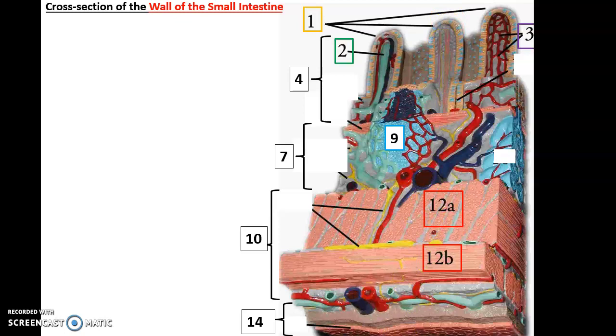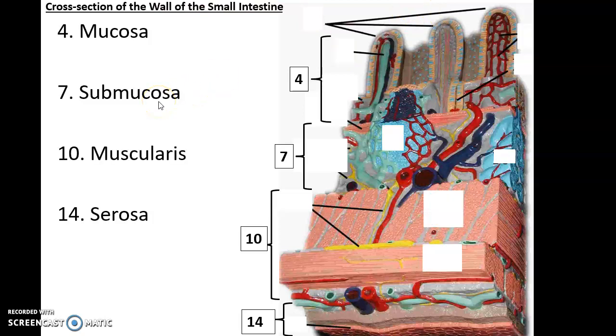Here is a model of the wall of the small intestine. So we're looking at a cross section of the wall of the small intestine. Up here is the lumen, the space inside of the small intestine. We see that it has four layers. The layer next to the open space is the mucosa layer. Below that is the submucosa layer, then the muscularis layer, and then finally the serosa layer.